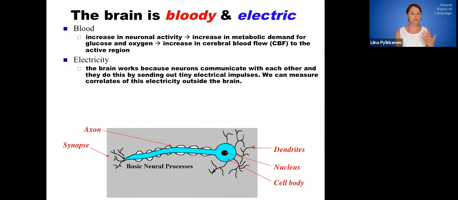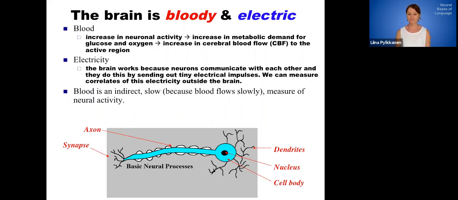And electricity: the brain works because neurons communicate with each other, and they do that by sending these tiny electrical impulses, and we can measure the correlates of that electricity outside the brain and even the head.